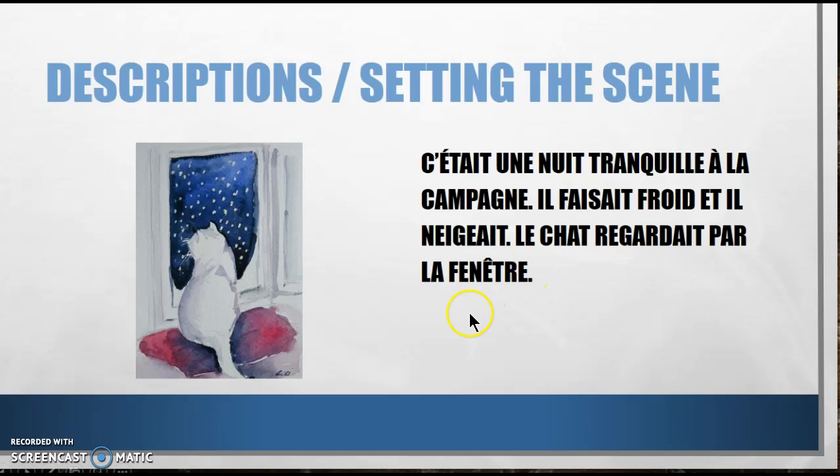So, here you've got several examples. You've got a location, you've got weather phrases, you've got sort of what was the cat doing. We don't know when the cat started looking out the window or when it stopped looking out the window. So we can sort of set the scene here using all of our verbs in the imparfait.